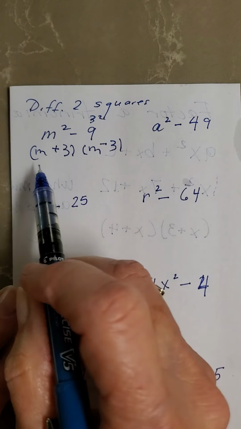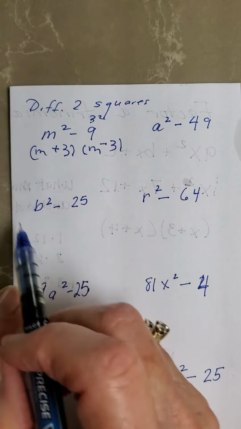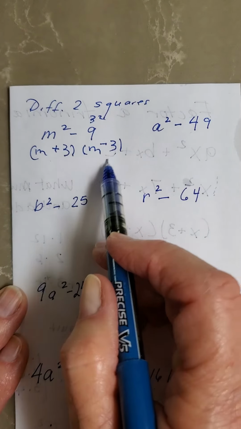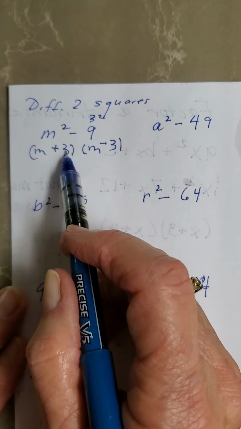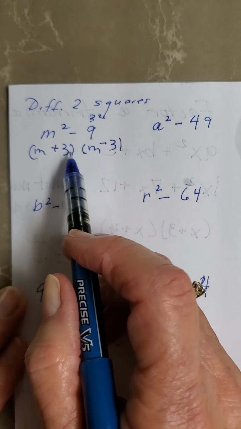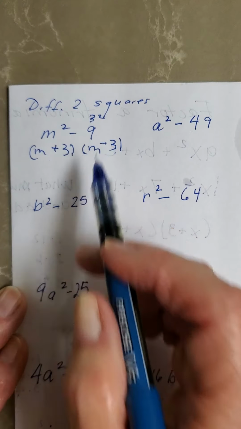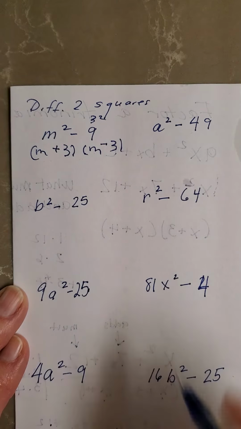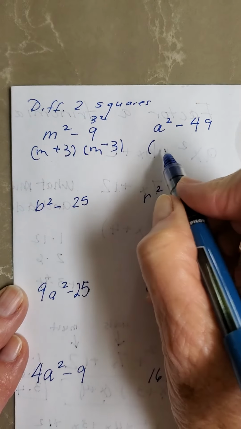If we were going to check this, m times m is m squared. This is negative 3m, this is positive 3m, so they would add to 0, and then 3 times negative 3 is negative 9. Okay?